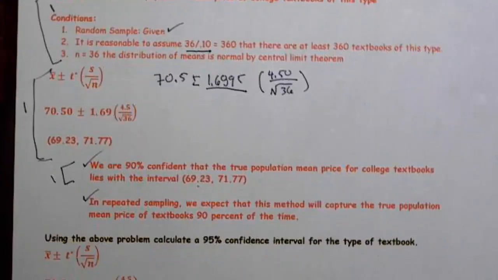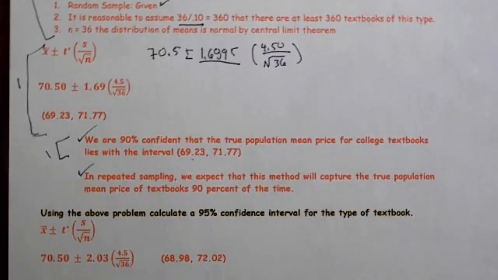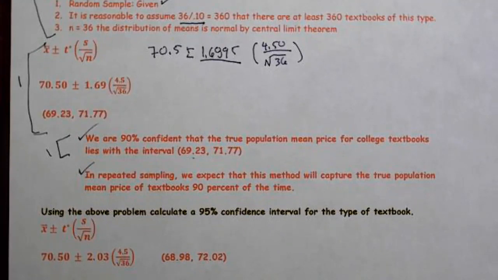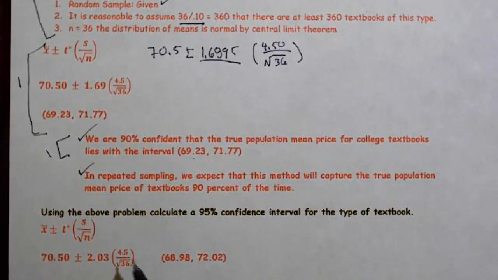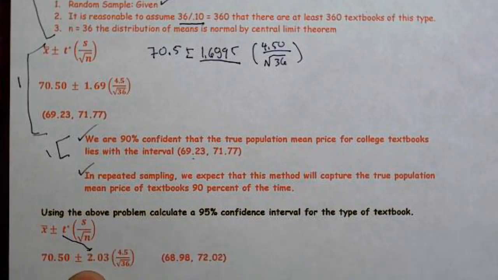So using the above problem, calculate a 95% confidence interval. Well, we've already written down and defined it. So let's just go ahead. All we're going to do is keep everything the same, but we're going to recalculate the confidence level, the T star. So we need to recalculate a T star.